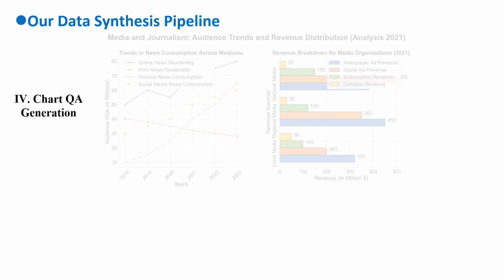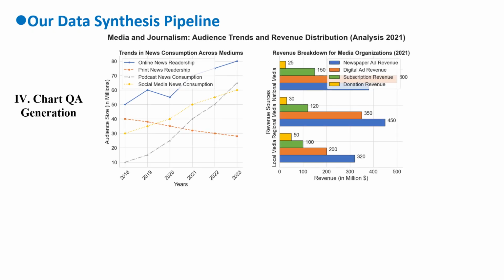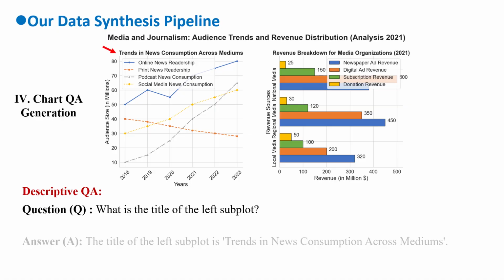For chart QA generation, we create two types of QAs, descriptive QAs and reasoning QAs. All these QAs are generated and filtered by GPT-4o. Descriptive QAs target the perception and understanding of specific elements within a chart. For example, what's the title of the left subplot?